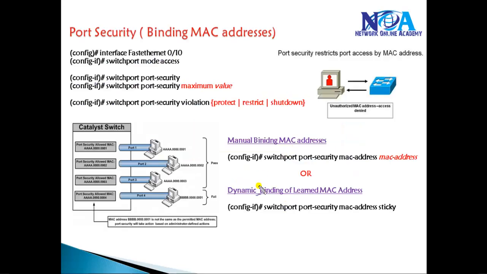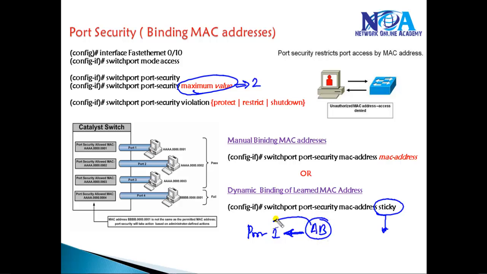Or we can also use a dynamic binding, something called the sticky option. Sticky is an option which will do automatic binding. So let's say I'm defining the maximum MAC addresses of 2, and by default on port number 1 there are no MAC entries, because those are dynamic, they will be removed automatically. If it learns a MAC address AB for the first time, it's going to bind this MAC. And if it learns any other MAC address AC, it's going to bind on port number 1. Every time any new MAC address is learned on that particular port, it will be automatically bound to port number 1.